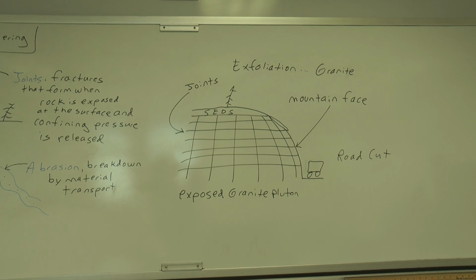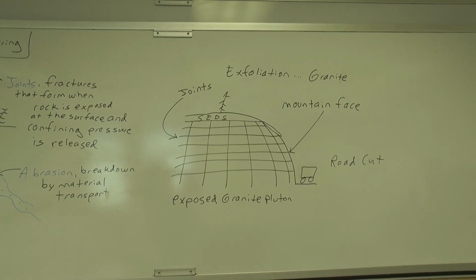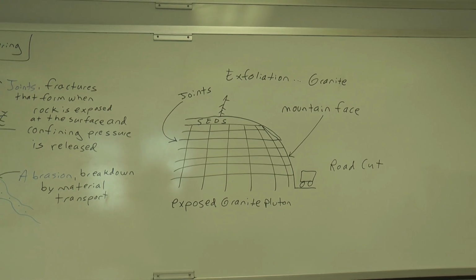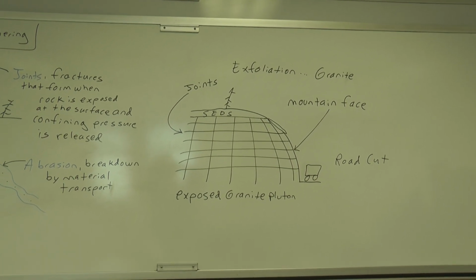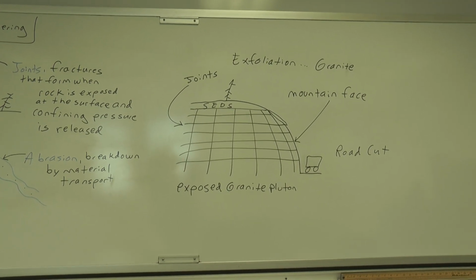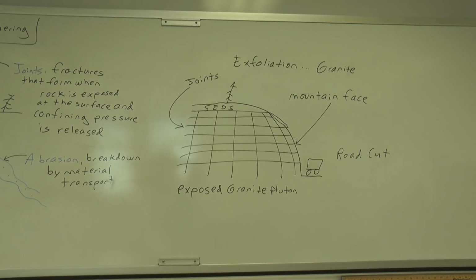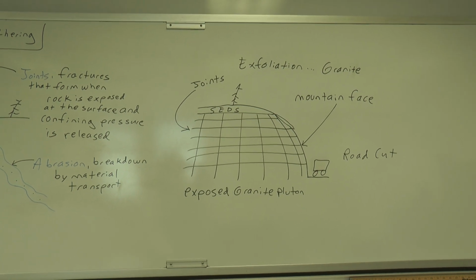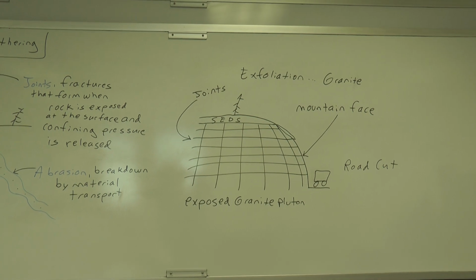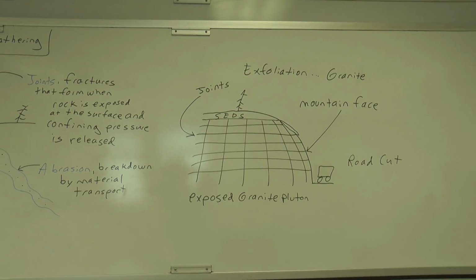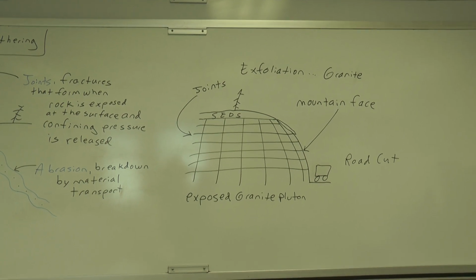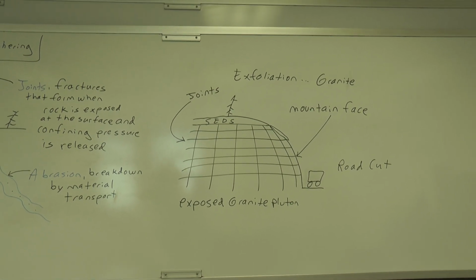So what's going on here? Okay, so you see that thing that looks like a roller skate? That's a car. So this is a road cut. Looking at it from the side, imagine the road going into the board and coming out of the board, and we are driving into the board, and this exposed granite pluton is to the left of us. So we're driving, say, in the mountains here of North Carolina. Now you notice the checkerboard pattern there. Those are the joints, the fractures that have already formed as this rock was exposed at the surface.